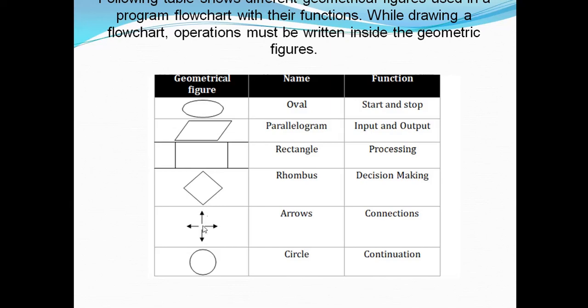And the fifth one is arrows. This is the up arrow, down arrow, right arrow, left arrow. These are different arrows, used for connections. Arrows connect different geometrical notations. And then the last one is a circle, which represents the continuation of the flowchart. So all these are the different geometrical notations or figures used in a flowchart.